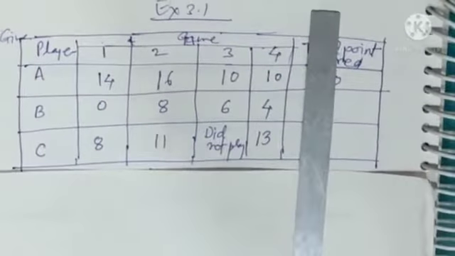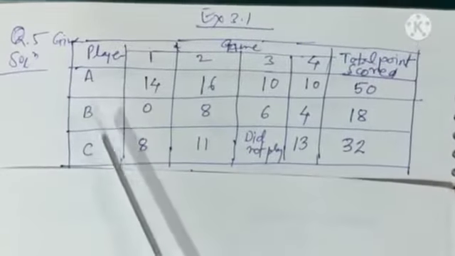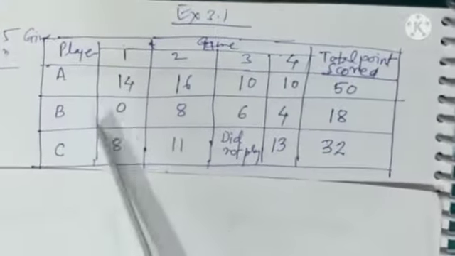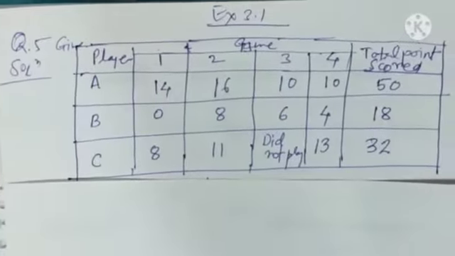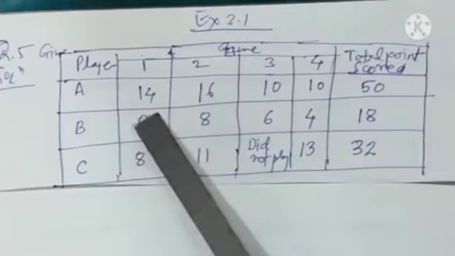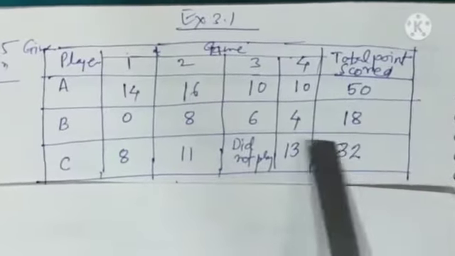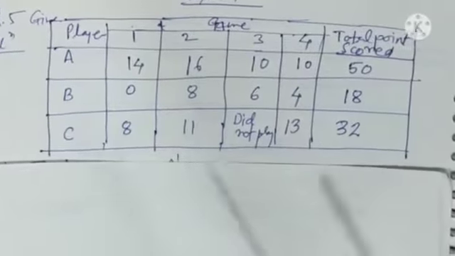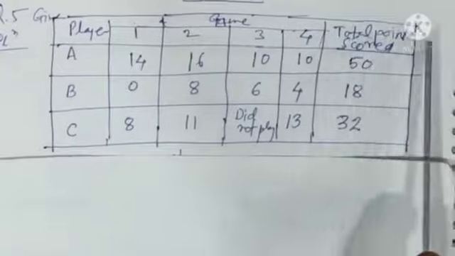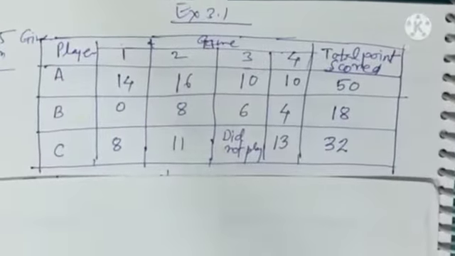For this type of question, first you sum each player's score. So first we sum each player's total points. The total score of A: we sum 14 plus 16 plus 10 plus 10, which is 50. For B, 0 plus 8 plus 6 plus 4 is equal to 18. For C, 8 plus 11 plus 13 is equal to 32. It is simple: you sum up all the games and find the total score of each player.